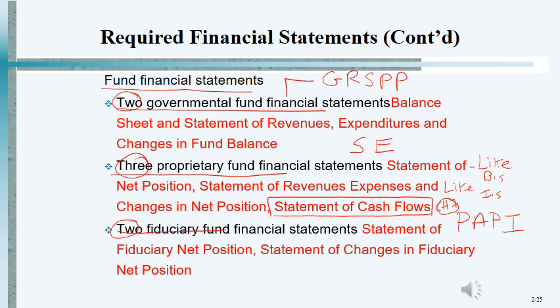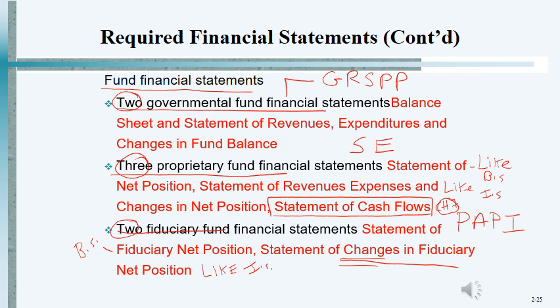When we get to our fiduciary fund statements, we're back to 2 statements: our statement of fiduciary net position, which is like the balance sheet, and then our statement of changes in fiduciary net position. And when you start seeing the word change in there, you are pretty much sure you're talking about the thing that is like the income statement. Okay, all right, so that's just the names of the statements for our various fund financial statements.